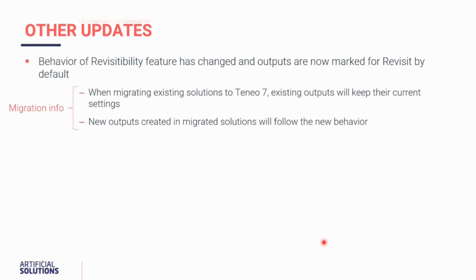Migration information: when you migrate an existing solution to Teneo 7, we're not going to change any of the settings on your current content. They will continue with the settings that you have already defined. But any new outputs that you add into the same solution will follow the new behavior. So if you add a new output to an existing flow, that new output will be marked for revisit by default. If you don't want that to be the case, then you have to unmark it.